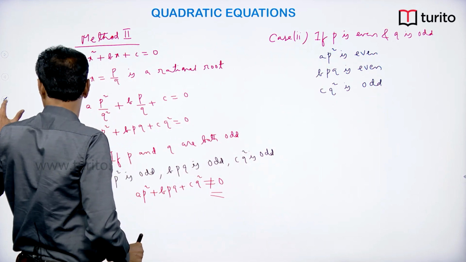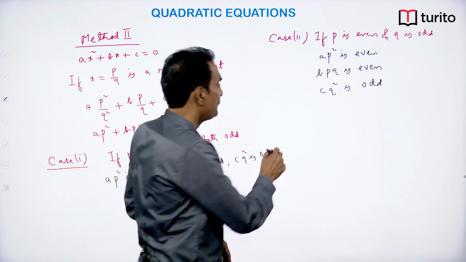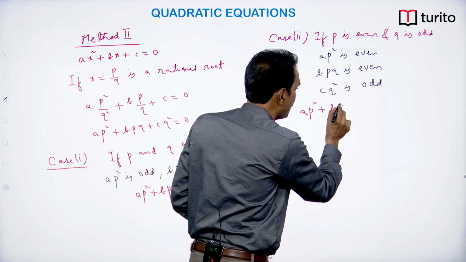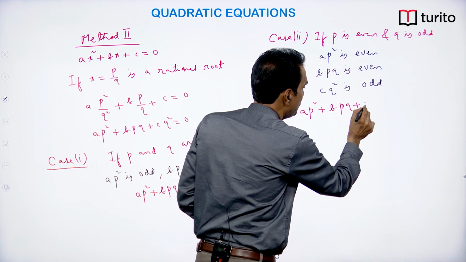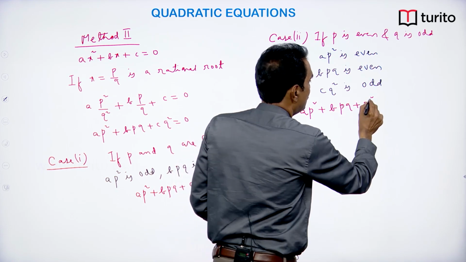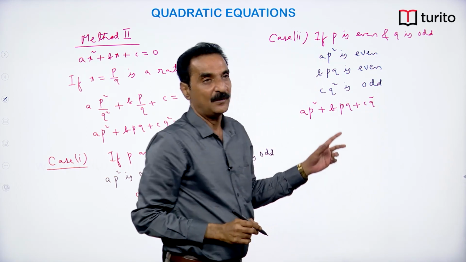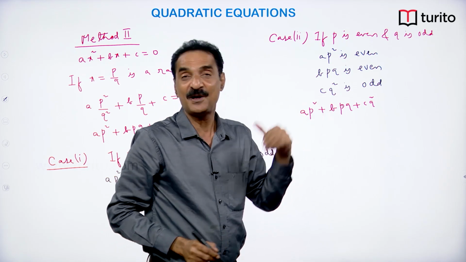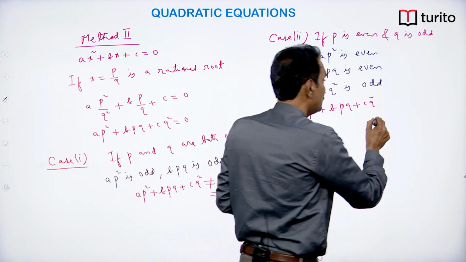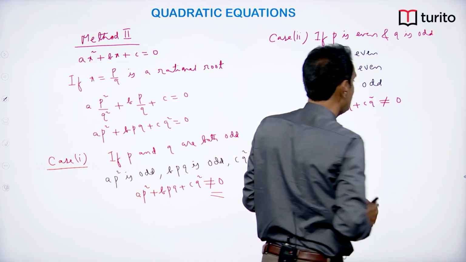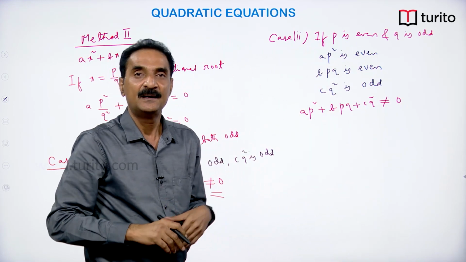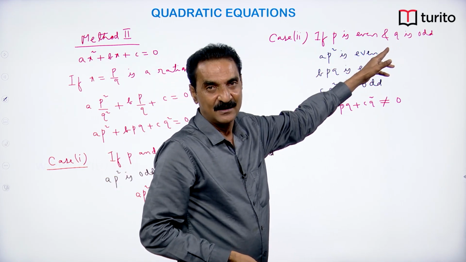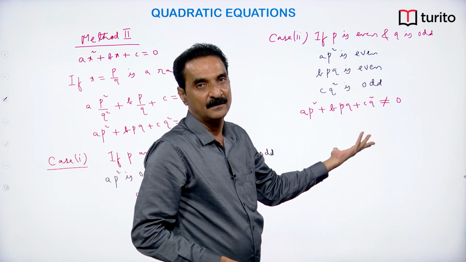Now, if you add them, AP square plus BPQ plus CQ square, can it be equal to 0? Even plus even is even plus odd is odd. So, this sum must be odd. So, it cannot be equal to 0. Okay. Similarly, you take P odd, Q is even, then also same thing will come, not possible.